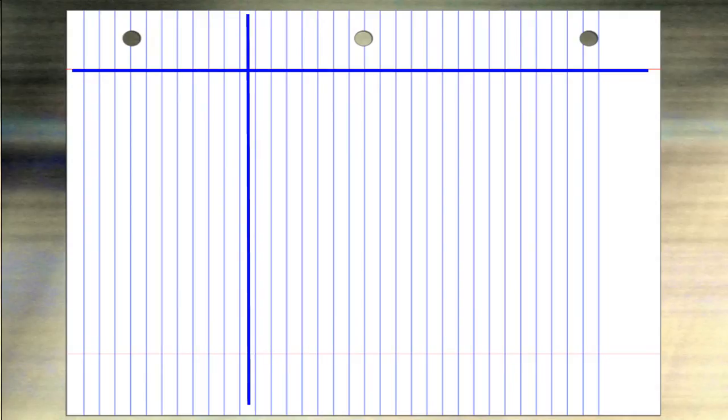All right, so your notebook needs to be turned sideways with a spiral at the top. Go ahead and draw yourself a line across that red line. We're going to turn it into 3 sections, okay? So draw yourself a vertical line somewhere in between those 2 dots or holes, and draw a line between those 2 holes, okay?